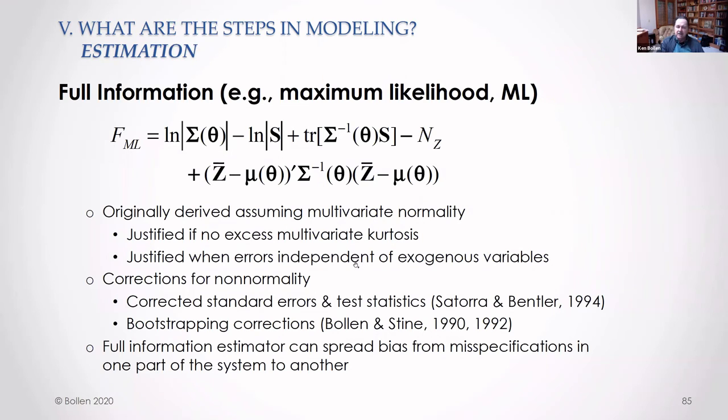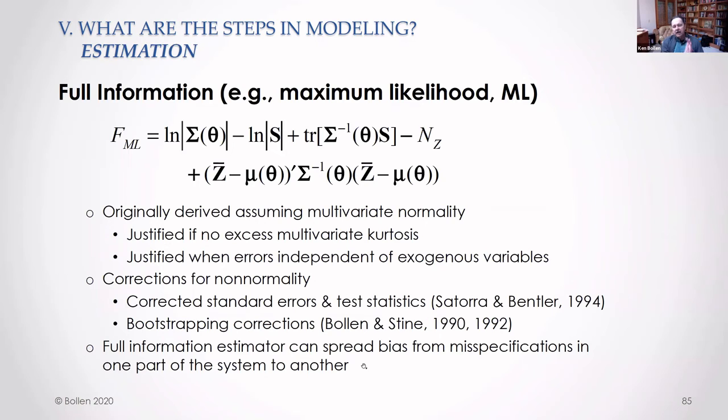Another assumption is that the error terms, the errors in those equations, are independent of the exogenous variables. This is another justification for this fitting function. Even if they don't work, there are lots of other options we have. For example, if you have non-normality and you have excess multivariate kurtosis, there are corrected standard errors and test statistics that you can apply that take that into account, or there are bootstrapping approaches that can handle that.